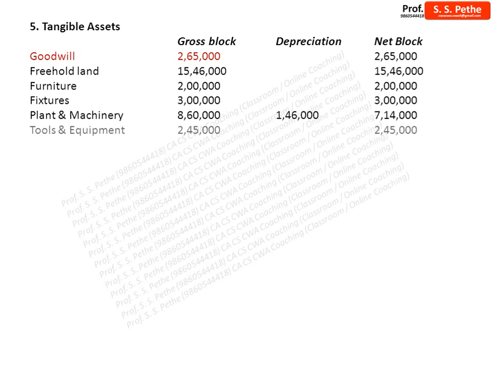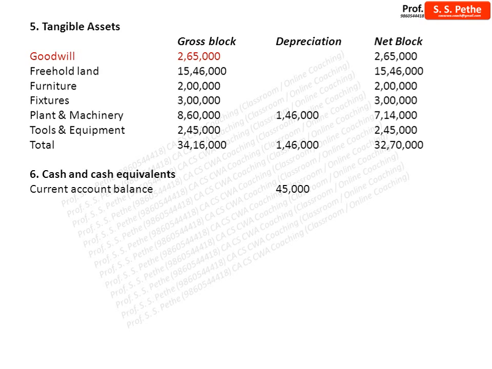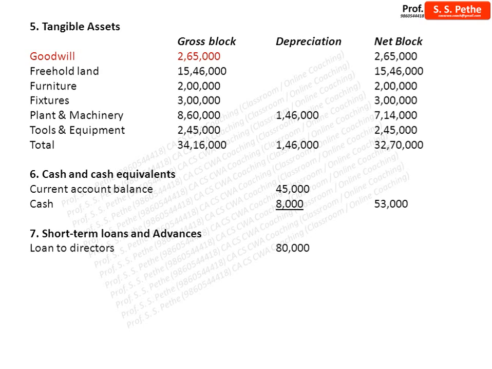Furniture, fixture, plant and machinery. Remember, in plant and machinery, you have to deduct depreciation, which is given in the trial balance. We have already discussed that. Total equipment 2,45,000. Now the total of tangible assets is coming like this: gross less depreciation and net. Cash and cash equivalent, current account balance and cash. This gives you 53,000.